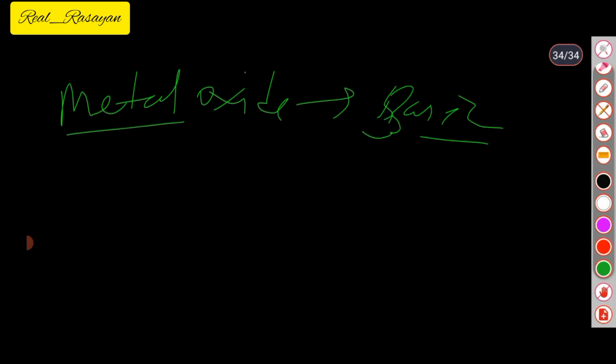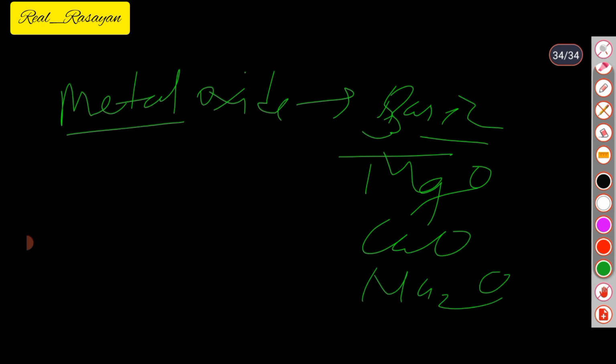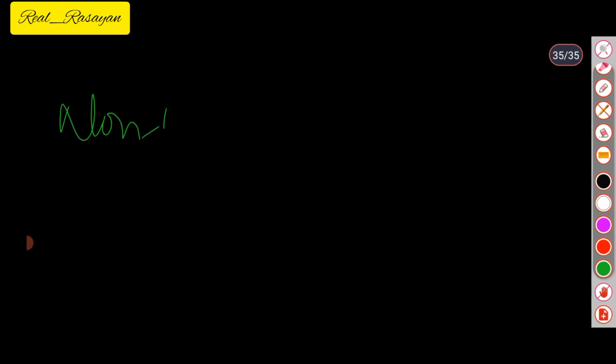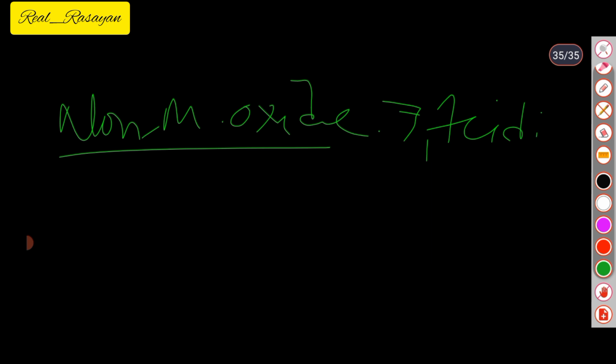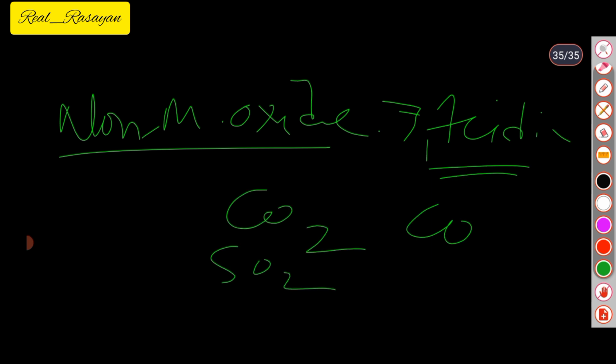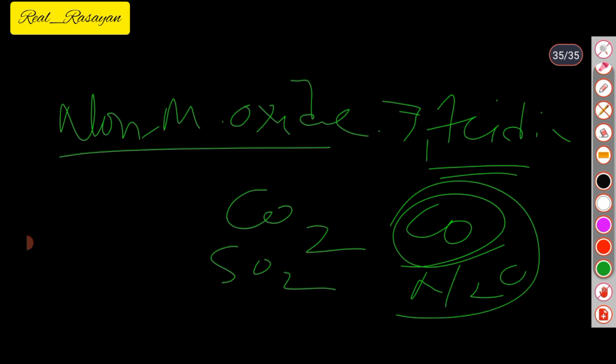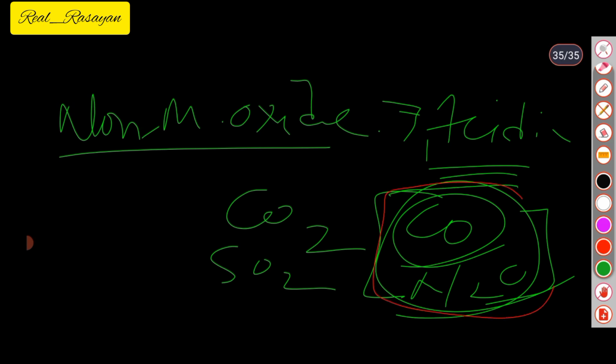Suppose MgO, CaO, Na2O. These are all oxides of metals, and oxides of metals are basic, and non-metal oxides are acidic. Suppose carbon dioxide, sulfur dioxide. But carbon monoxide and nitrous oxide are not acidic, they are neutral oxides.